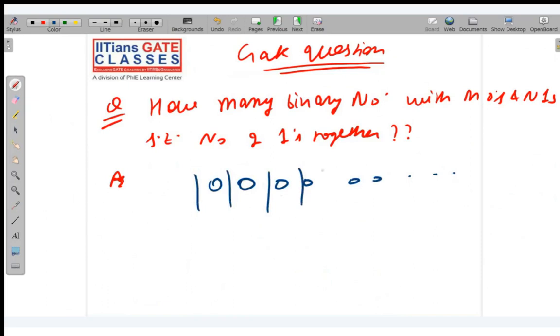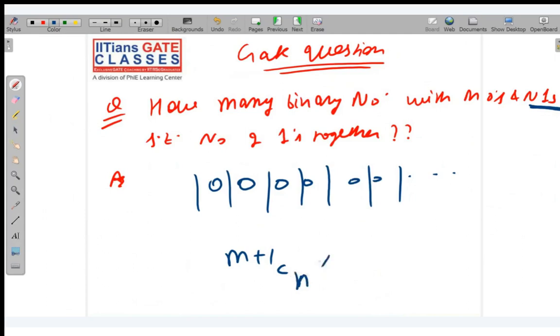So obviously m zeros will create how many places? Like see this: 1, 2, 3, 4, 5, 6. 6 zeros I have taken, 1, 2, 3, 4, 5, 6. So they have created 7 places now. So m zeros will create how many places? m plus 1 places. Now from these m plus 1 places I will choose as many places as the ones I want to arrange, that is n. So I will say m plus 1 C n.